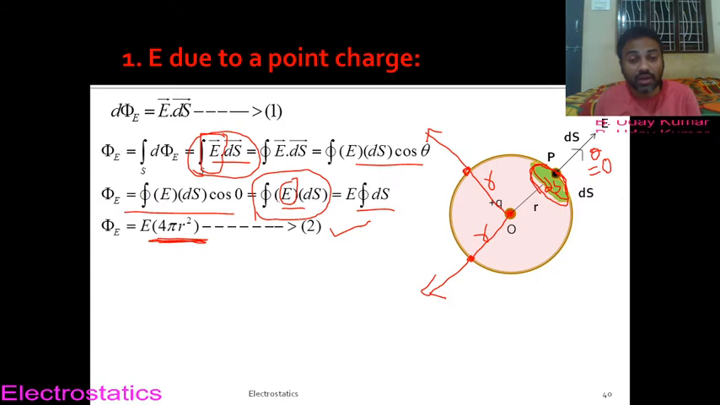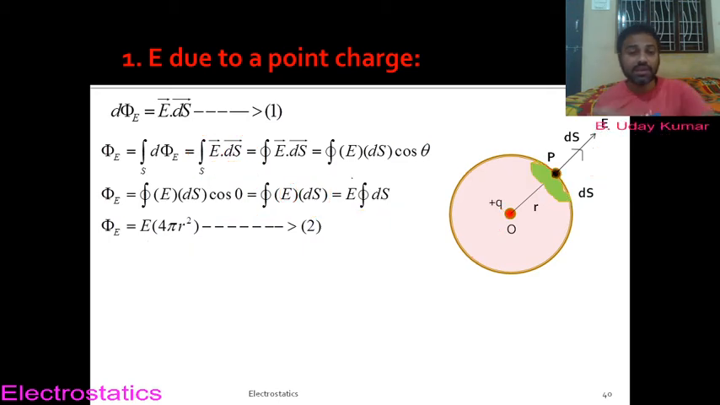I hope you got it. So in the vector form you cannot take E outside the integration, but here you can take E outside the integration because it is constant. I hope it is clear to everyone. Anyway, I am erasing everything.